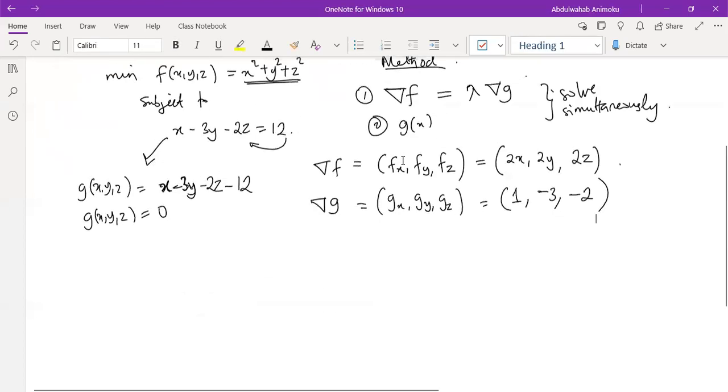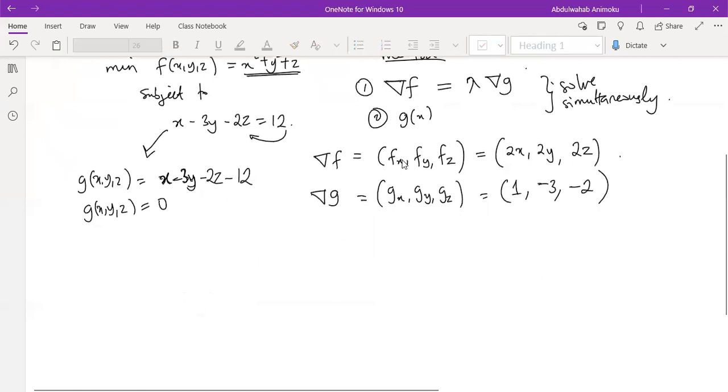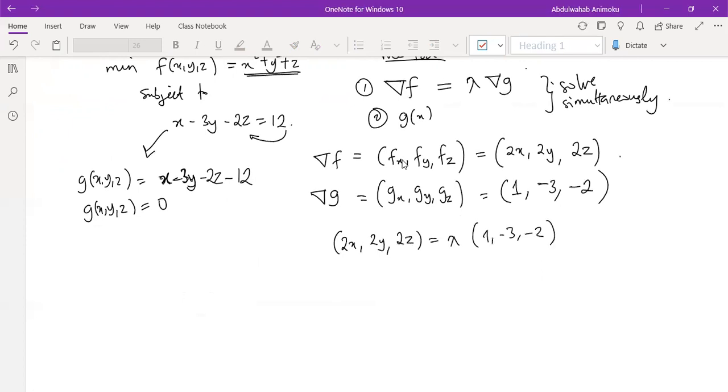Now you need to solve this simultaneously. What do I mean by that? This gradient of f must be equal to lambda times the gradient of g, as well as the last one, g of x, y, z, which must be equal to 0. So we need to solve these two equations simultaneously.